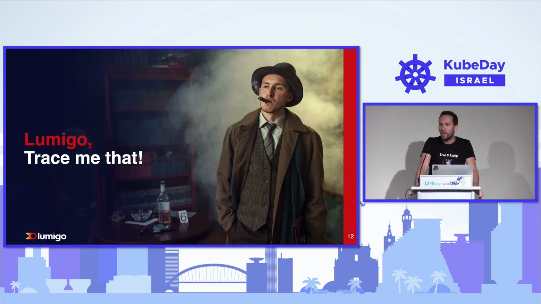We basically wanted our customers to be able to say, Lumigo, trace me this thing. In Kubernetes, we elected for the namespace construct. So trace me this Kubernetes namespace and be done with it.